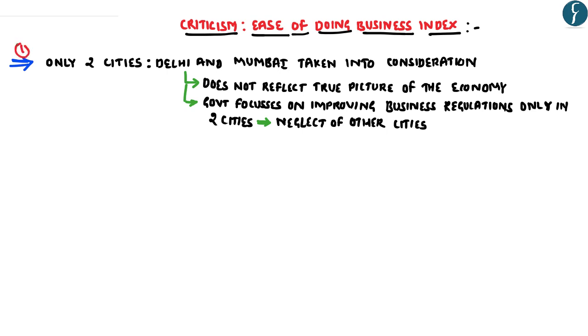Now with respect to the first criticism against Ease of Doing Business Index, this particular index takes into account only two cities from India, that is Delhi and Mumbai, for calculating the index. So it is being argued that this particular index does not reflect the true picture of the entire Indian economy, since the business regulations in the other cities are not being considered. And secondly, it has been stated that in order to improve the ease of doing business index, the government focuses on improving the business regulations in only two cities, that is Delhi and Mumbai. And this would in turn lead to neglect of improving the business regulations in the other cities of India.